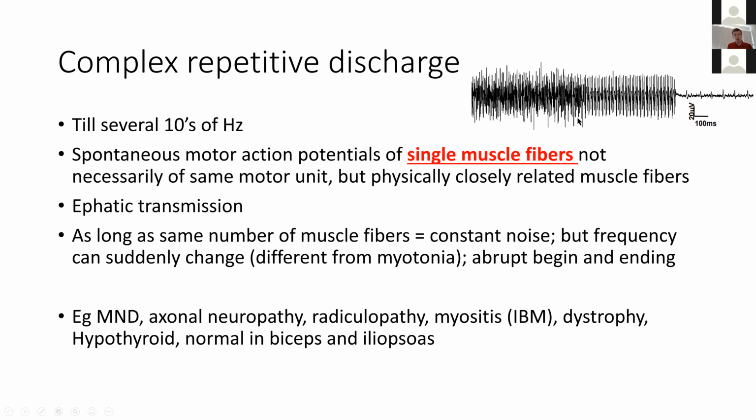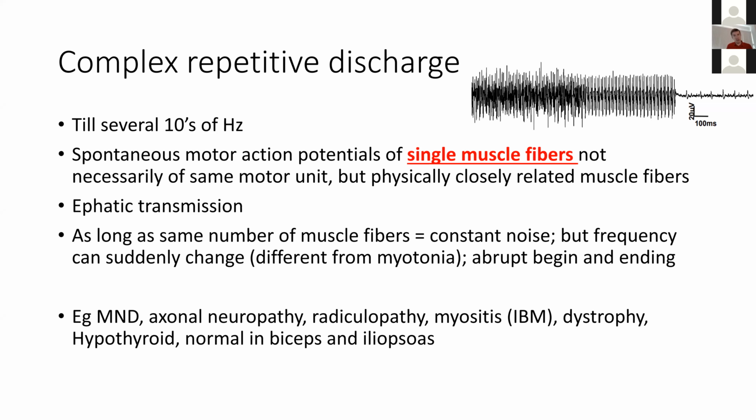And this is how this screen appears: one muscle fiber firing at a very regular rate, and then suddenly another muscle fiber appears in the same complex repetitive discharge. This is because of the ephaptic transmission. So the frequency of a complex repetitive discharge goes to several tens of hertz. As long as we have the same number of muscle fibers, we have a constant noise. But as we have this ephaptic transmission and we go from one muscle fiber to another, the frequency can suddenly change. An abrupt beginning and abrupt ending is very specific for this complex repetitive discharge.